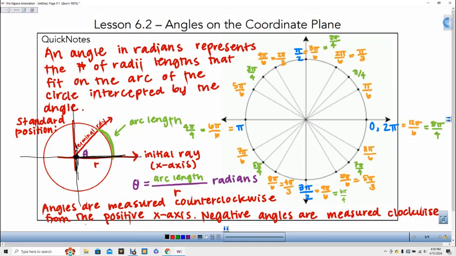Now, your theta measure is just going to be the arc length divided by r radians. So if you know what the arc length is, you can divide by the radius, and that's going to be your angle in radians. Angles are measured counterclockwise from the positive x-axis for positive measure. Negative angles are measured clockwise. So if we go this direction, we're getting a positive angle. If we're going this direction, we're getting a negative angle.